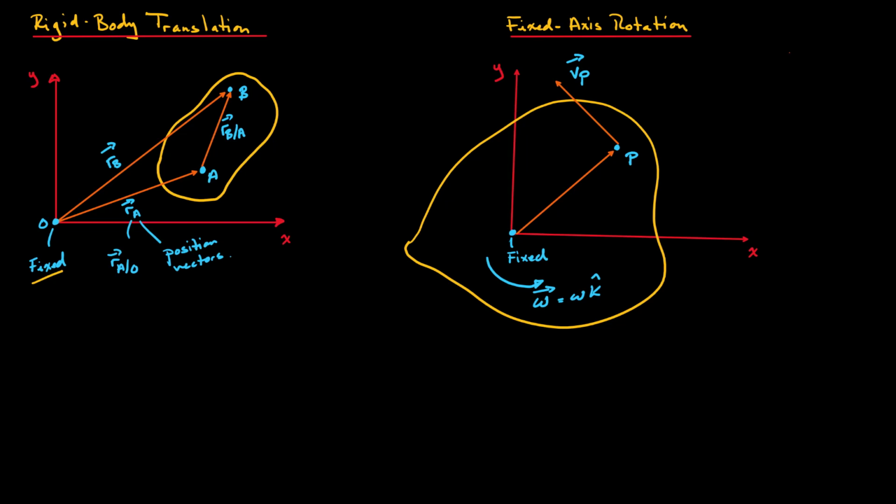Note that we also defined a third position vector. This is called the relative position vector, and this is R of B with respect to A. It goes from A to B, and please take note of this nomenclature. We can say this out loud as RB with respect to A, or you can think of it as R of A going to B.